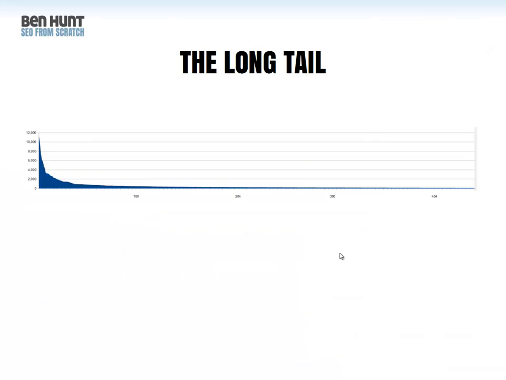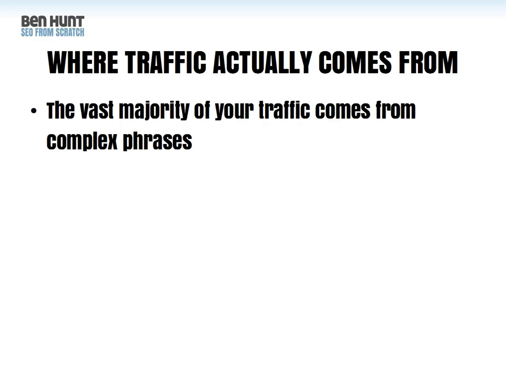So this is what we call the long tail. When you've got a website that is reasonably broad and rich, in other words, there's a nice variety of content on there, most of your traffic will come from the long tail. In other words, the majority of your visits will come from complex phrases. Quite often they'll come from phrases that have never been typed into Google before. Some people say that half the searches typed into Google are being typed in for the first time ever.